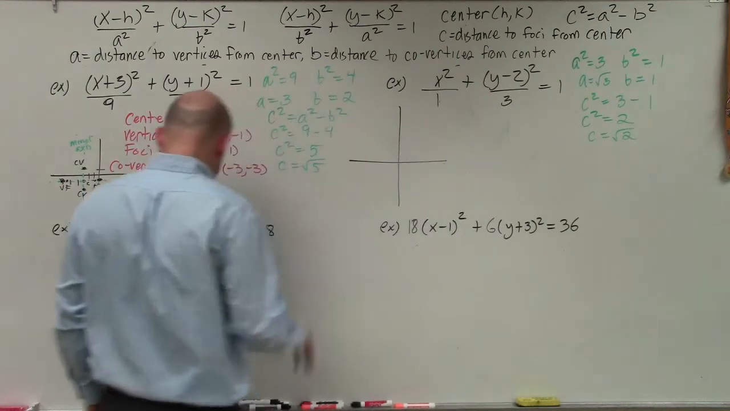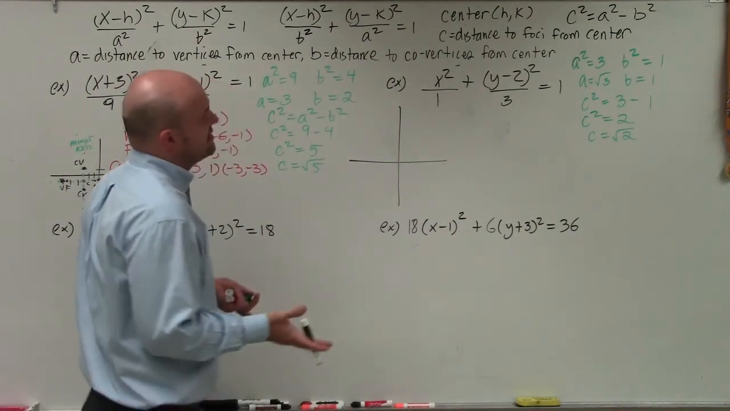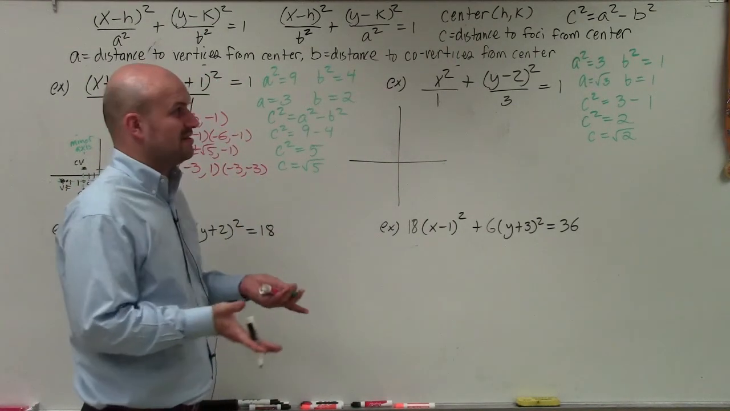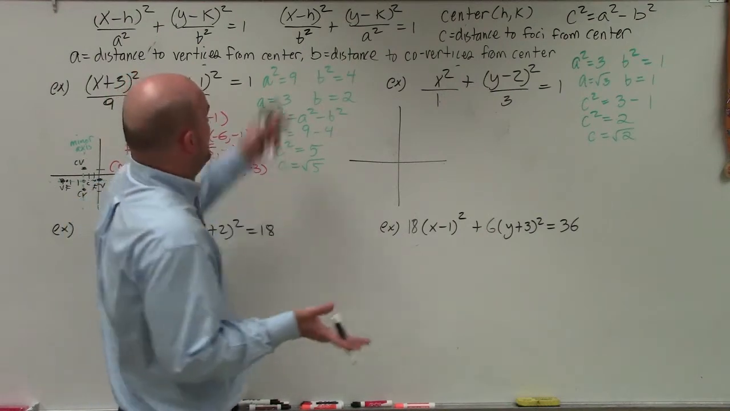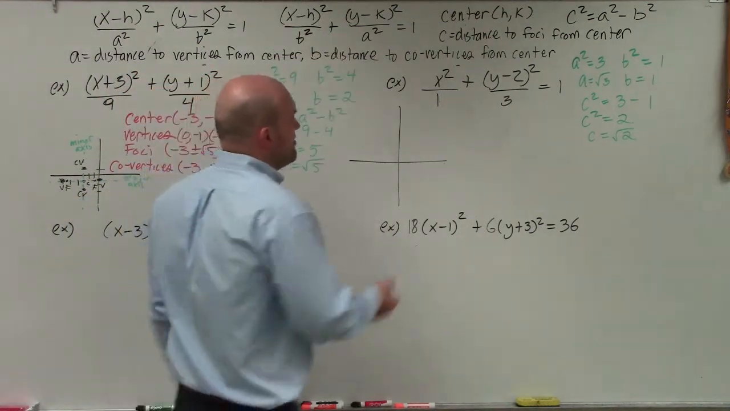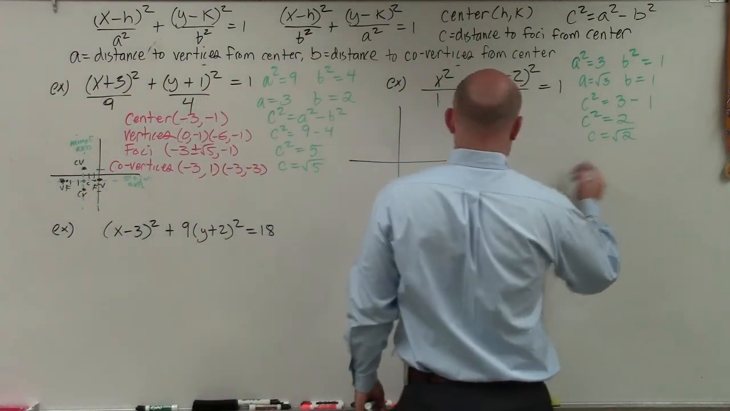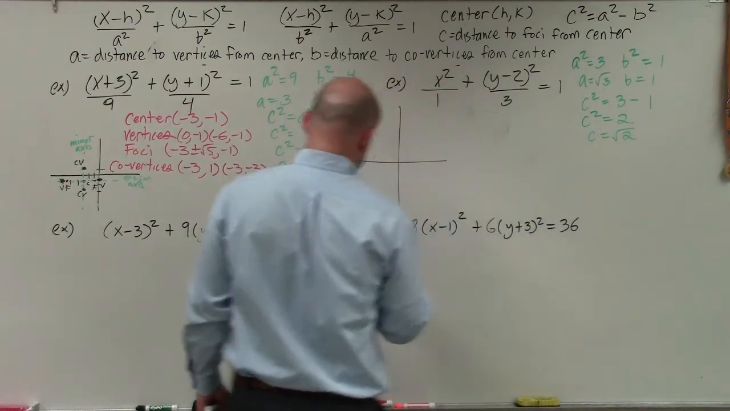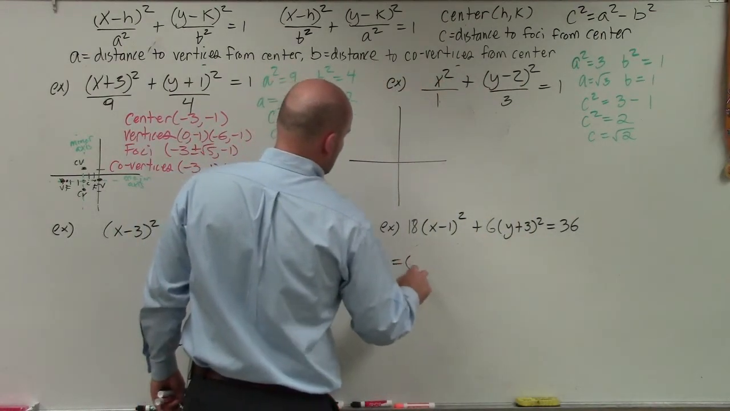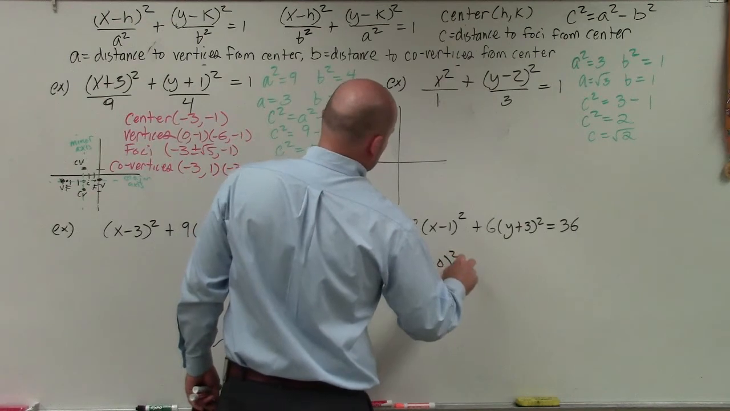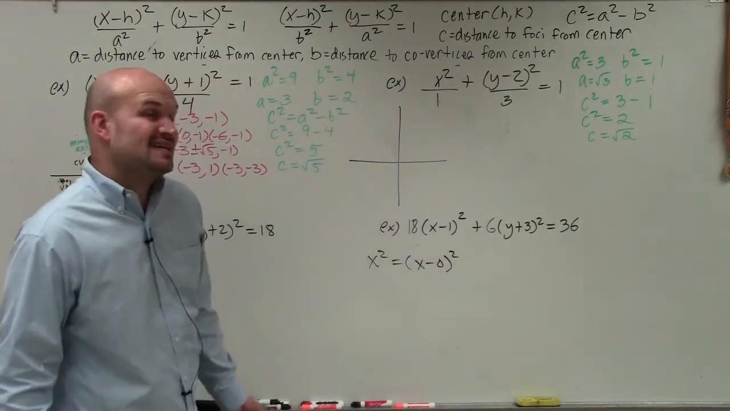All right, now we need to figure out what the center is. A lot of times students get stuck again with that x squared because they wonder, what is your h here? Because it's x minus h. Well, remember, or just realize that x squared is the same thing as x minus 0 squared. So therefore, h is going to equal 0.